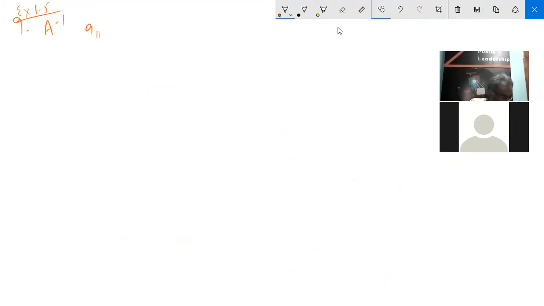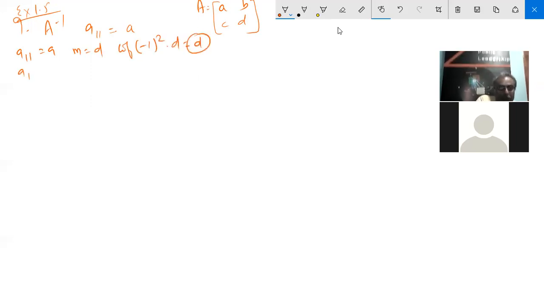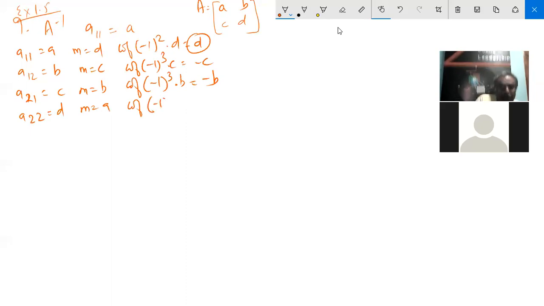Let us say the matrix is A, B, C, D. A of 1 1 equal to A. Minor is equal to D. Cofactor is equal to minus 1 squared into D, that is equal to D. Then A of 1 2 is equal to B. Minor equal to C. Cofactor is equal to minus 1 cubed into C, minus C. A of 2 1 is equal to C. Minor equal to B. Cofactor is minus 1 to the power of 3 into B, equal to minus B. Then A of 2 2 is D. Minor equal to A. Cofactor is minus 1 to the power of 4 into A, equal to A.